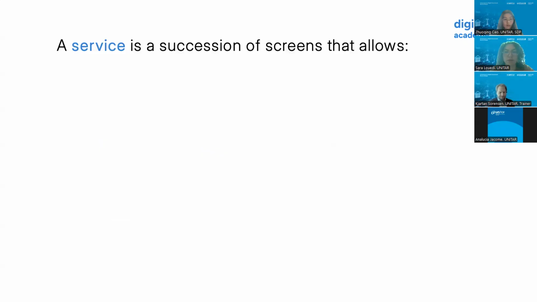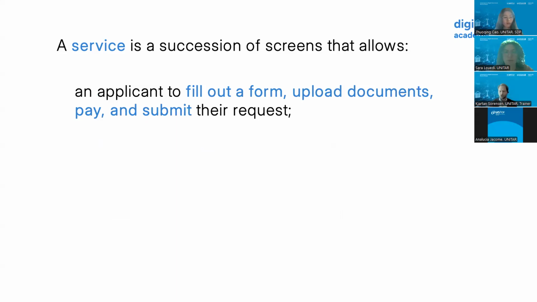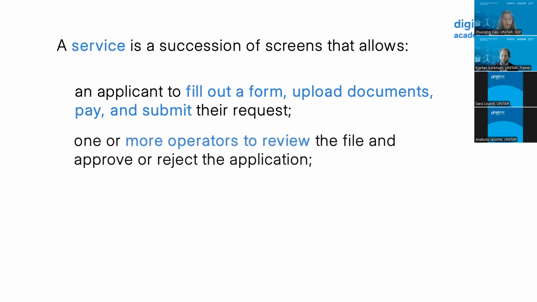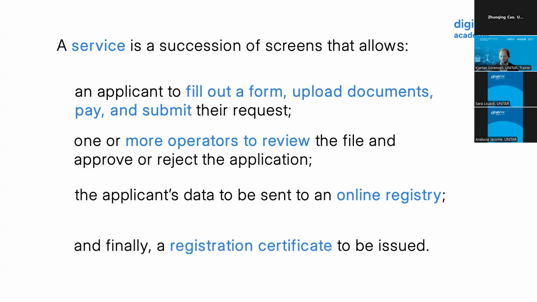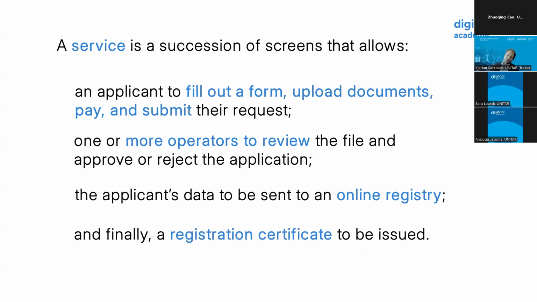More concretely, we can say that it is a succession of screens, like the screen you're looking at right now, that allows an applicant to fill out a form, upload documents if needed, pay a fee if there's a fee to pay, and submit their request. One or more operators review the file and approve or reject the application, and a screen sends the applicant data to an online registry. And finally, a registration certificate can be issued to the applicant.